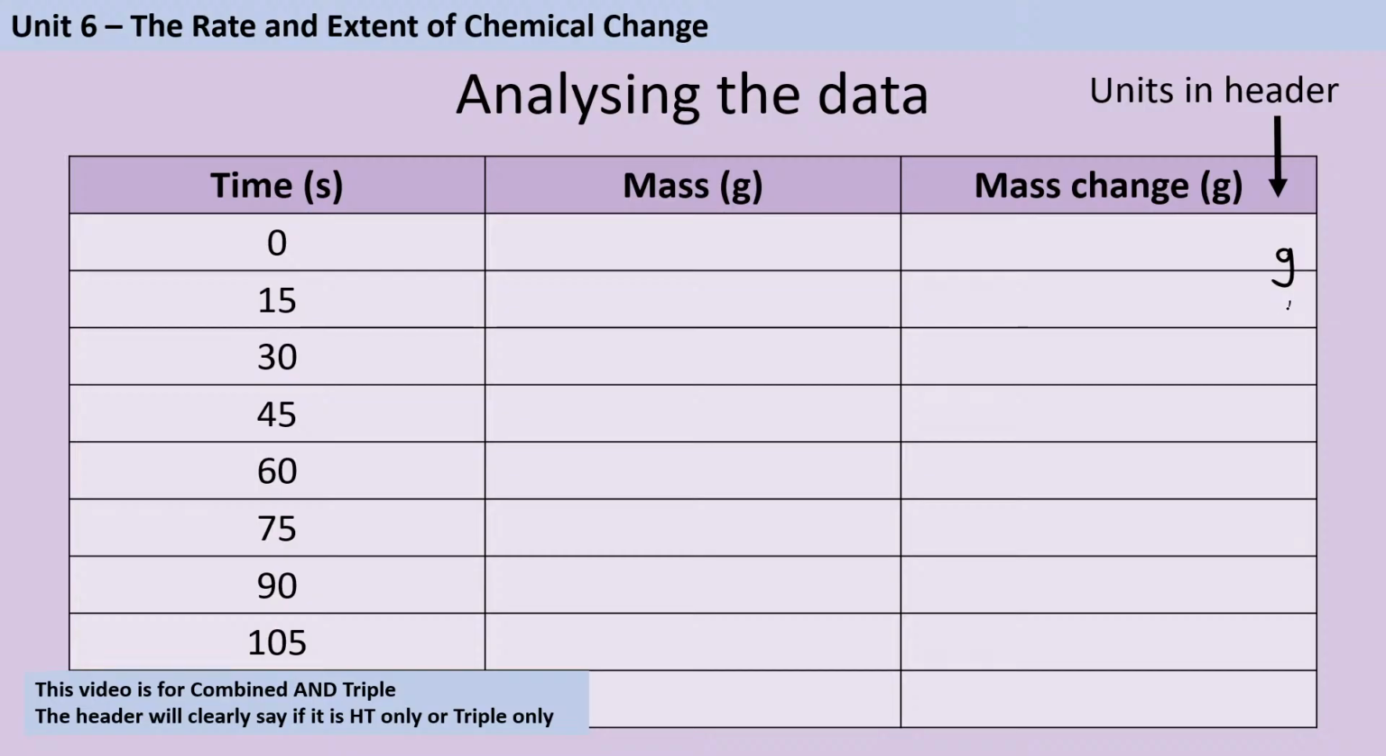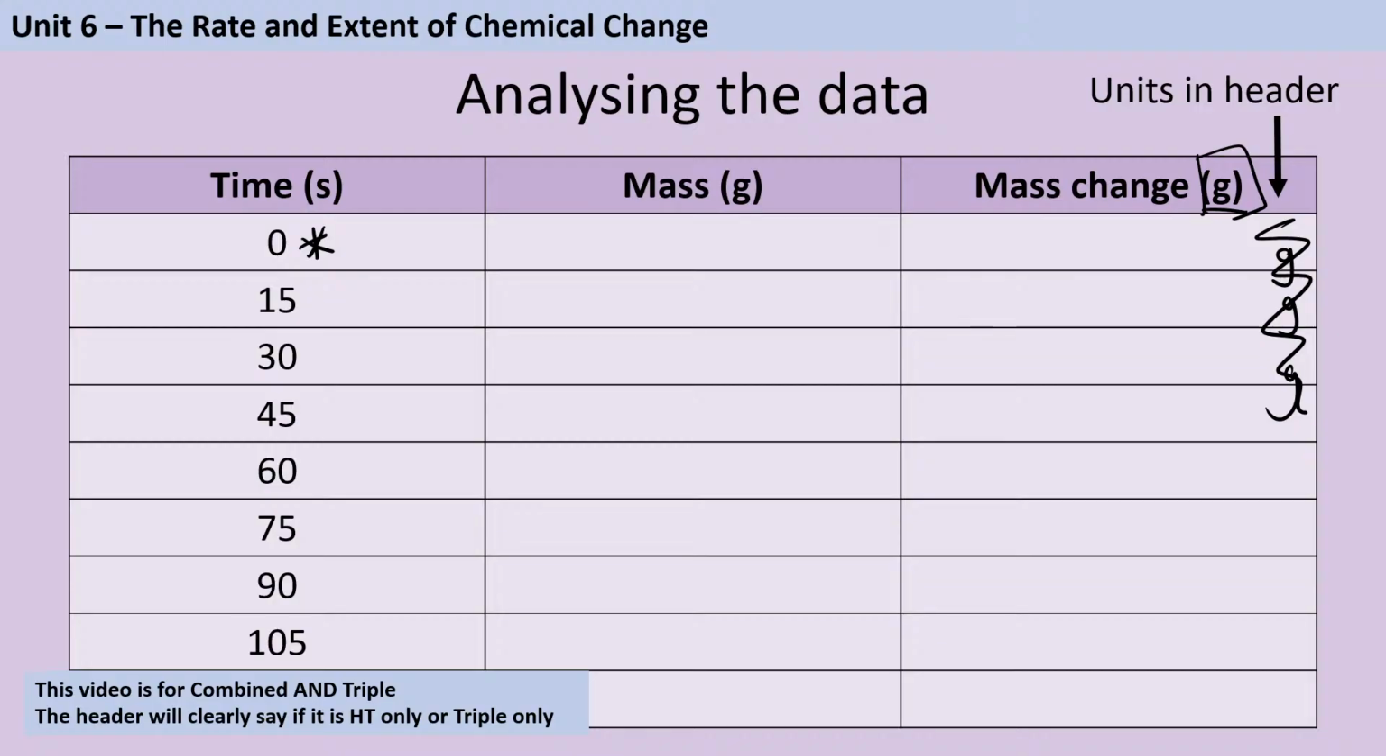I wouldn't have grams written down here. No, that would be a bad thing. So I only want the units up here in the header. And it's also really important that in my table I include 0 for a time, so I find out what was the mass before the reaction had started.